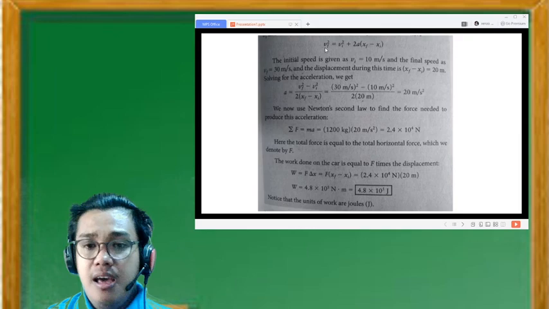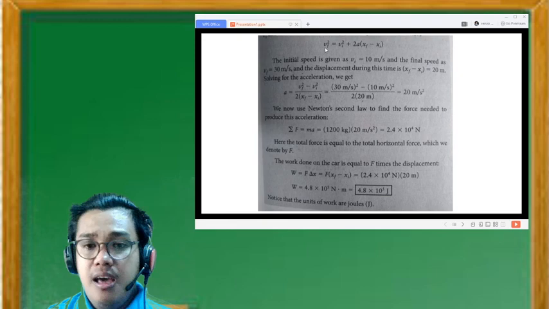Solving for the acceleration, we get the acceleration equals the final velocity squared minus the initial velocity squared, divided by 2 times the final position minus the initial position. We can write this as 30 meters per second squared minus 10 meters per second squared, divided by 2 times 20 meters. So the result is 20 meters per second squared.